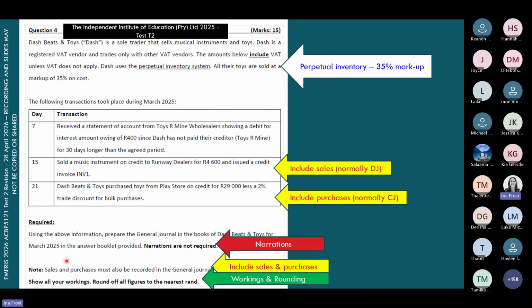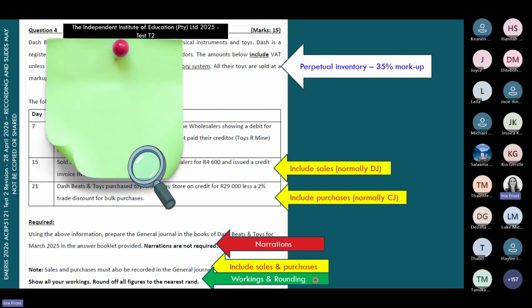And then the very last reminder we've got here is show your workings, and you can round off to the nearest rand. Okay, often in class students ask me, how do I know when I'm allowed to round off an amount? And you will look here in your question, and you'll find that specific detail: we show workings and we are allowed to round off to the nearest rand.